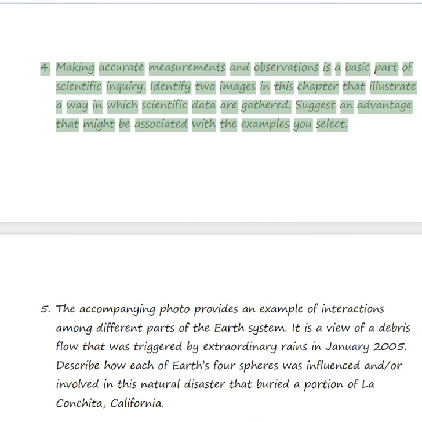4. Making accurate measurements and observations is a basic part of scientific inquiry. Identify 2 images in this chapter that illustrate a way in which scientific data are gathered. Suggest an advantage that might be associated with the examples you select.